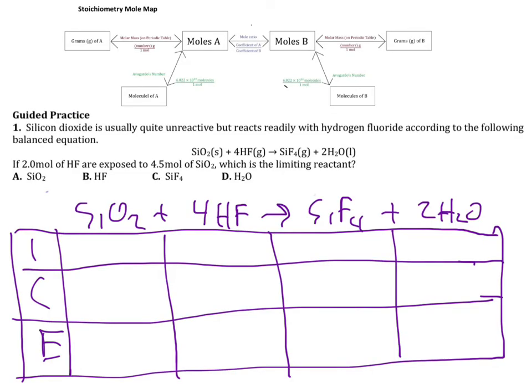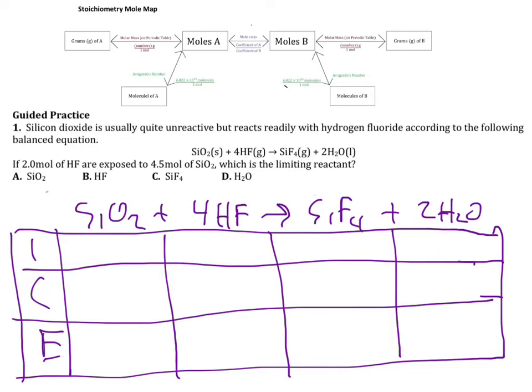Now what we're going to do is apply this to chemical reactions. In this situation, notice this problem. It says silicon dioxide is usually quite unreactive but reacts readily with hydrofluoric acid according to the following balanced chemical equation. If 2 moles of hydrofluoric acid are exposed to 4.5 moles of silicon dioxide, what is the limiting reactant? The first thing I want to point out is notice how it's giving us 2 quantities of reactant. So it's giving us a quantity of one reactant and a quantity of another. That should be an indication that this is a limiting excess problem.